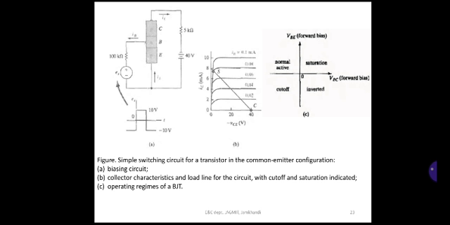If the base current IB is such that the operating point lies between the two end points of the load line, as observed in figure B, the transistor operates in the normal active mode. What do we mean by normal active mode? It is the mode in which VBE is forward biased and VBC is reverse biased. So in the normal active mode, the emitter junction is forward biased and the collector junction is reverse biased.